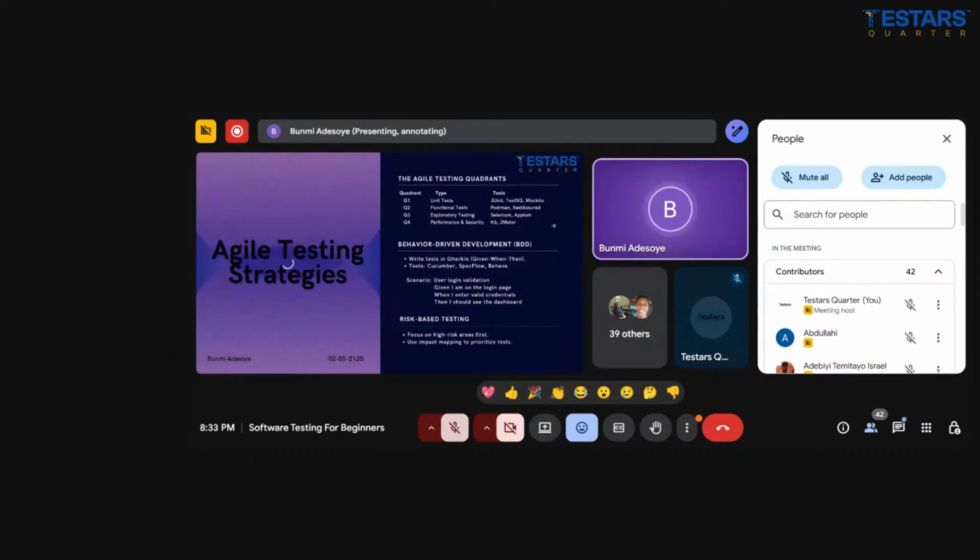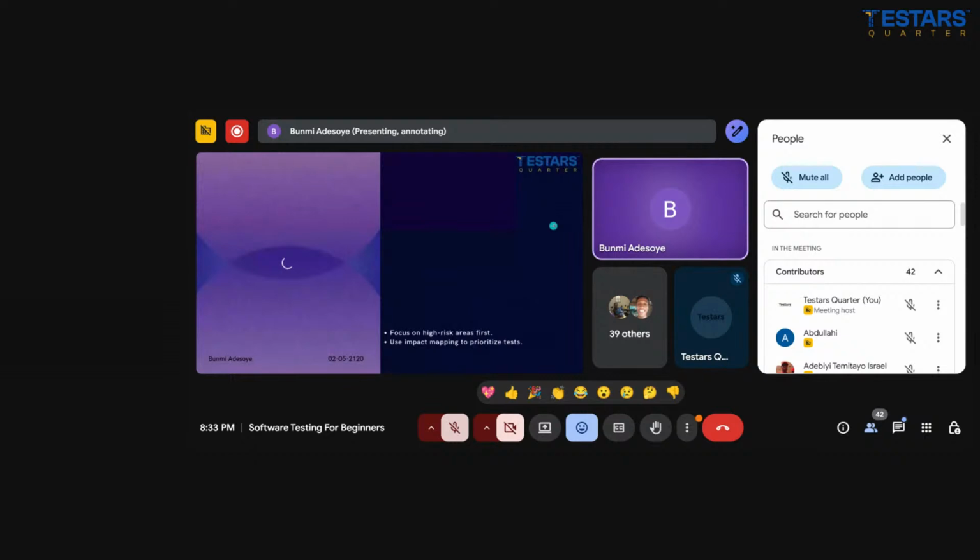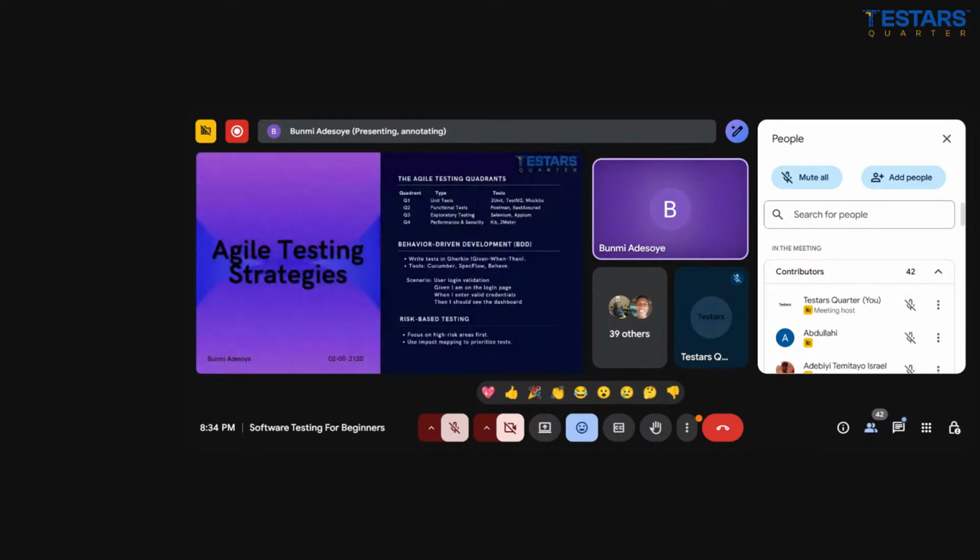So we have, sorry, yes, Agile testing strategies. I highlighted three here. We have the Agile testing quadrant. We split the types of testing into four quadrants, and we have unit tests, functional tests, exploratory testing, and performance and security testing.